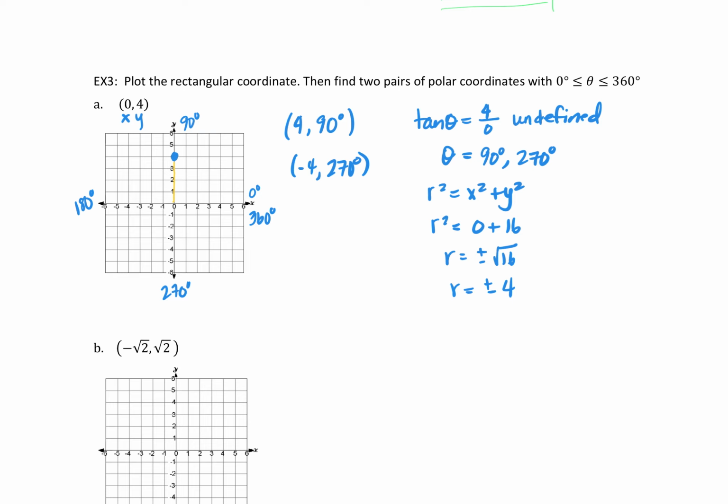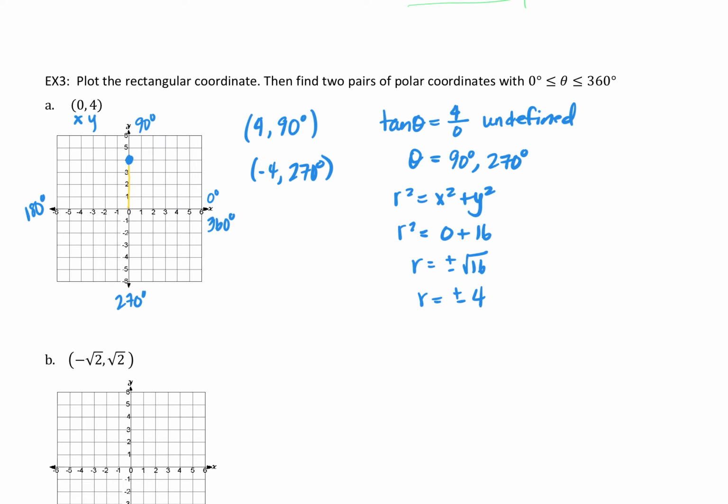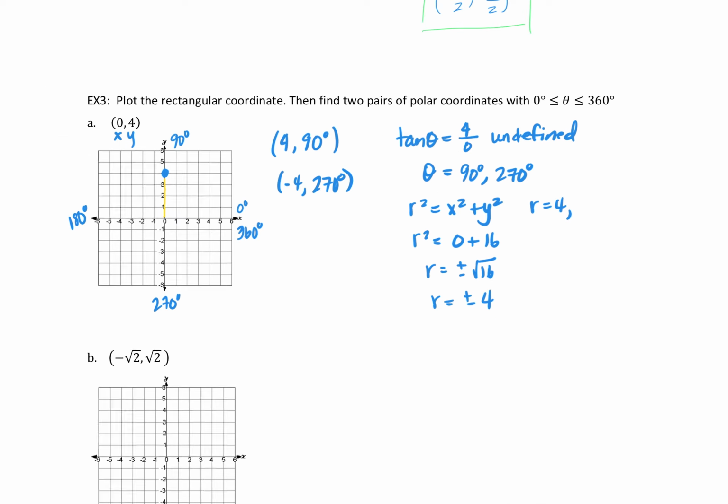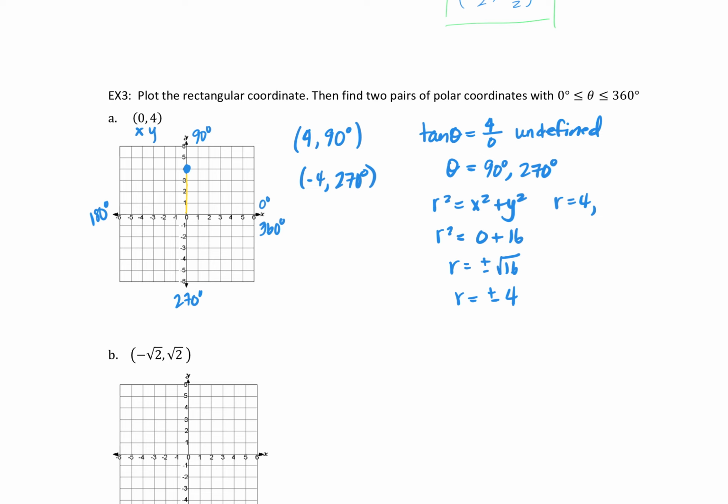So all you have to do is look at the choices. When r is equal to 4, what theta goes with that? First start at the 90 and say, okay, if I'm at the center, I would have to go 1, 2, 3, 4 towards the 90 degrees. So it must be 4, 90 degrees.